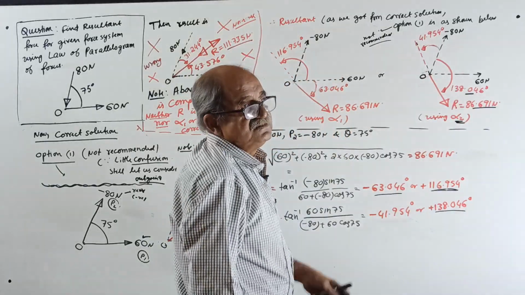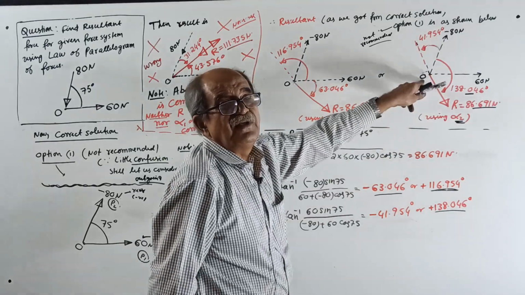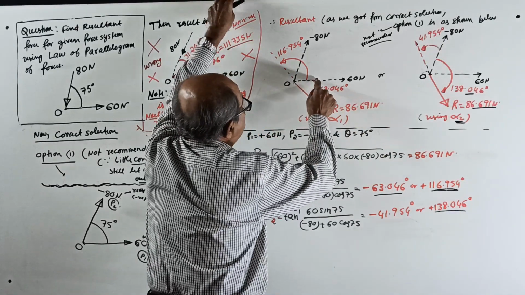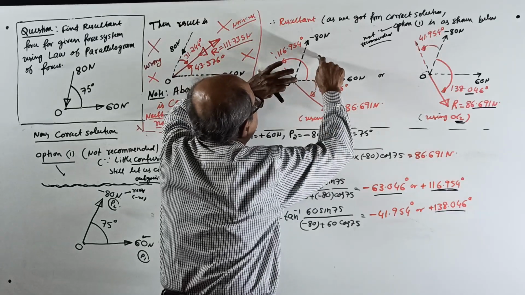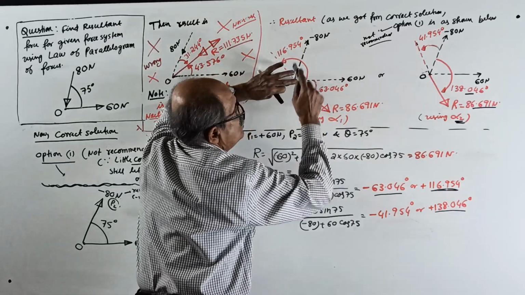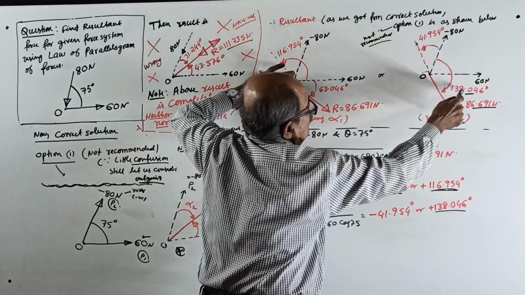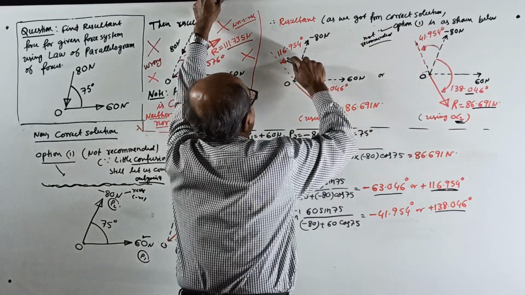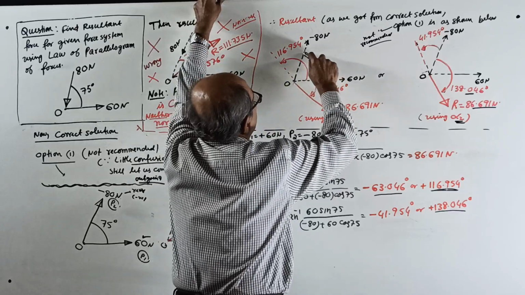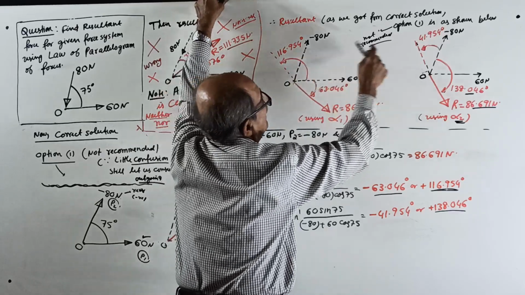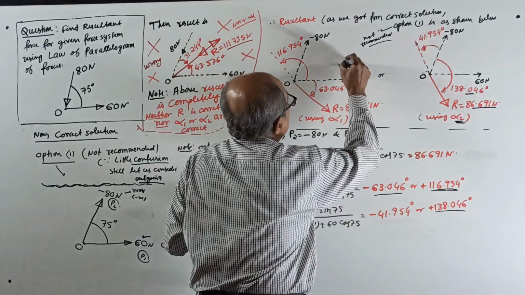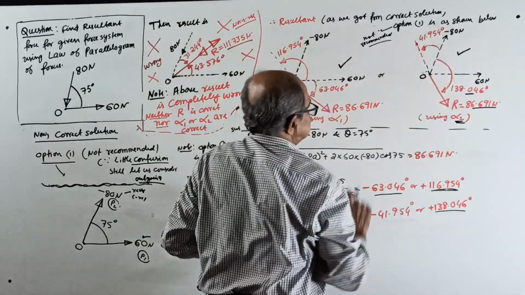138.046. Now see, both are the same. See here. If this is 63.046 and this is 75, you add these two, you will get 138.046. Or if this is 116.954 and this is 75, subtract, you will get this angle 41.954. This is the correct solution, correct solution.